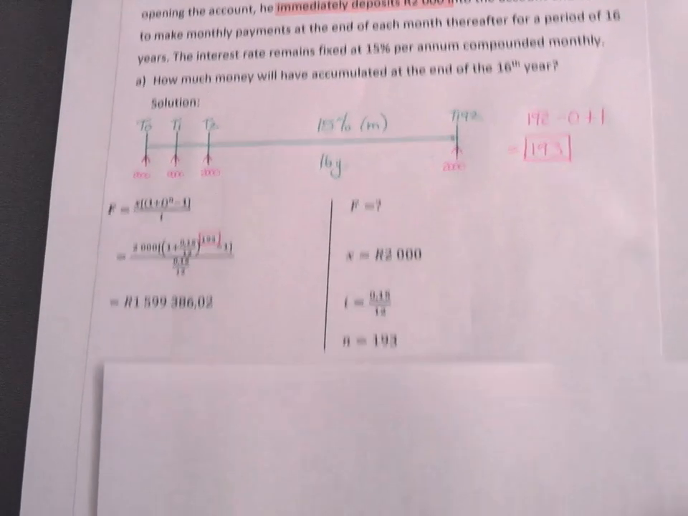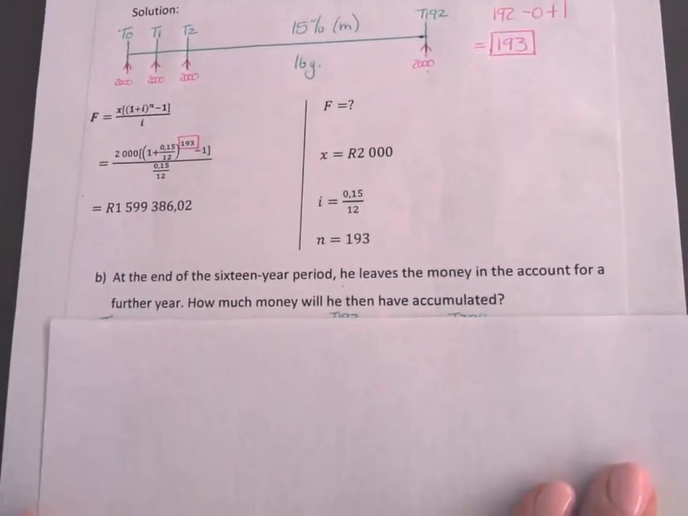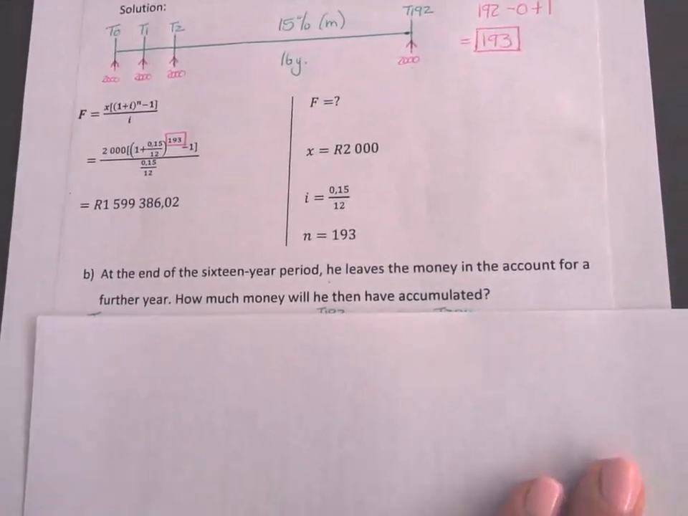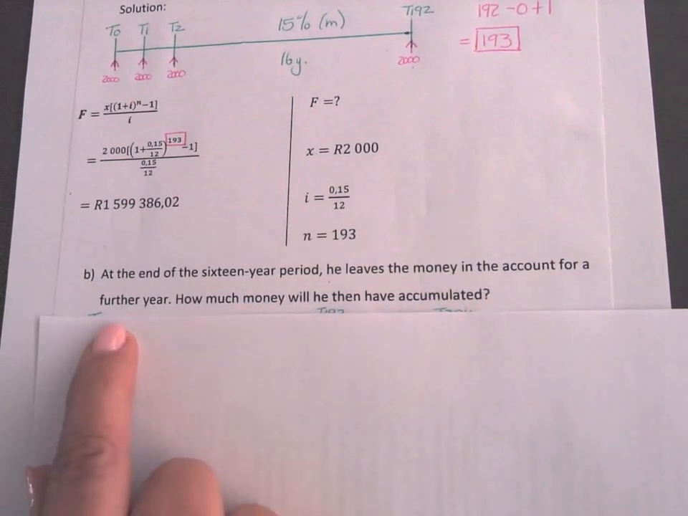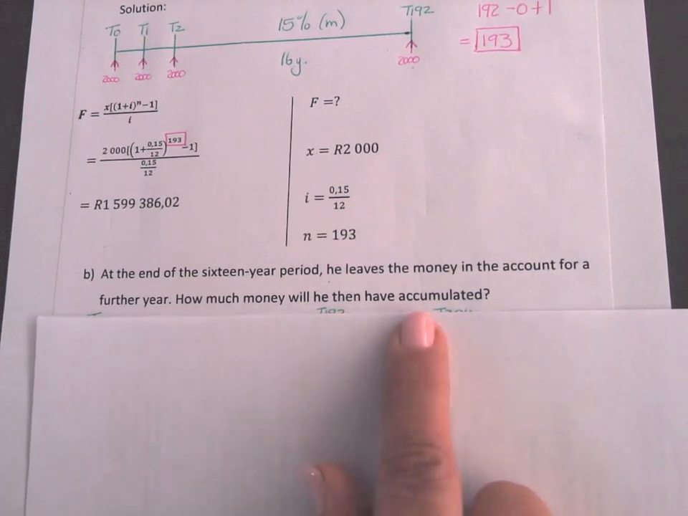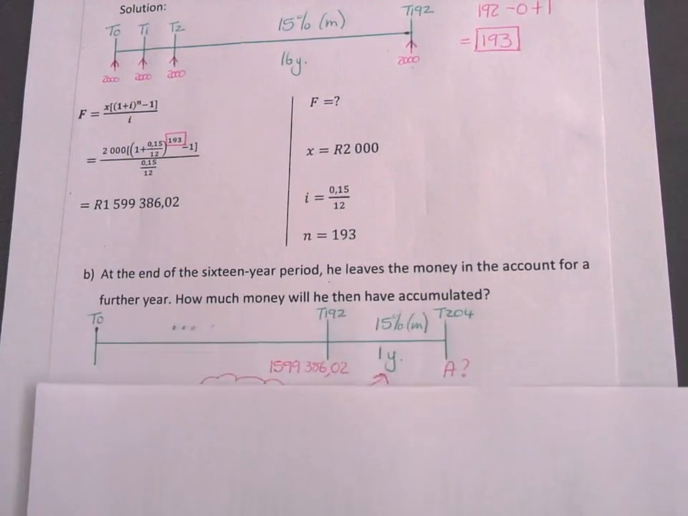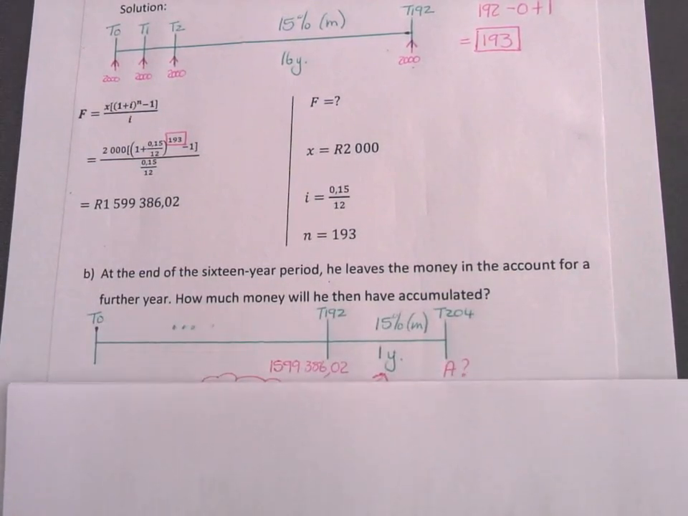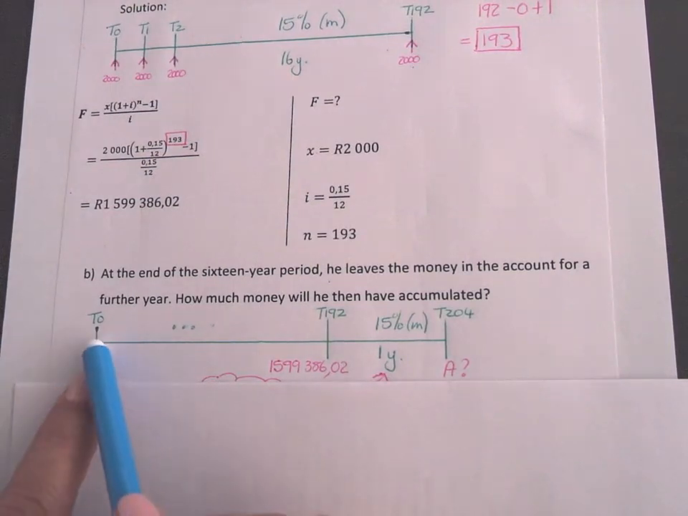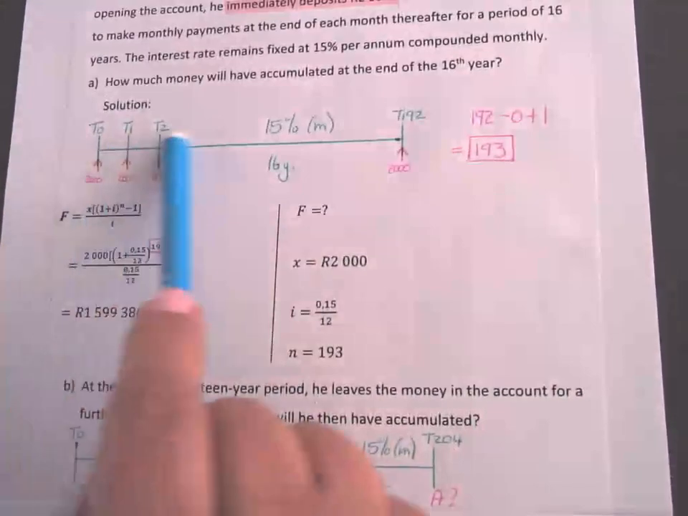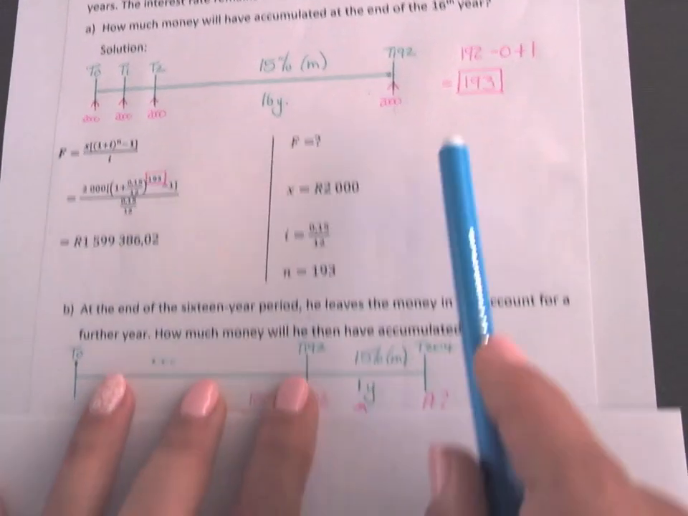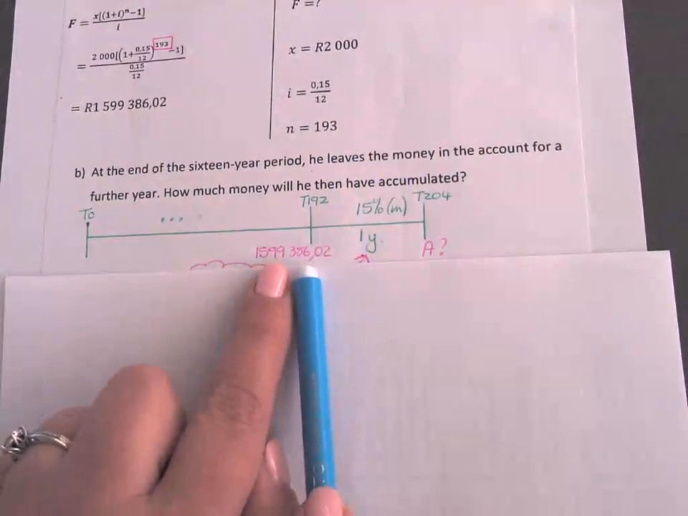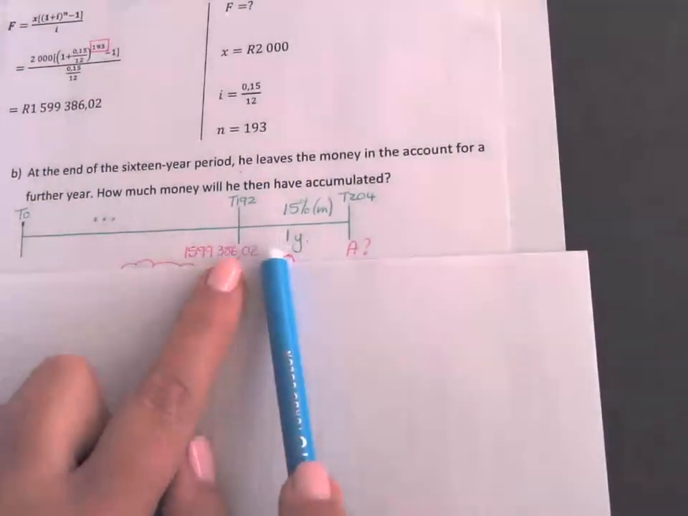The next question. At the end of the 16-year period, the dad leaves the money in the account for a further year. So how many months is that? 12 months. How much money will then have been accumulated? Okay, so there's my timeline. The first 16 years we did already there at the top. And we got 1.5 million rand. So that is there. Now this money lies there for a year.